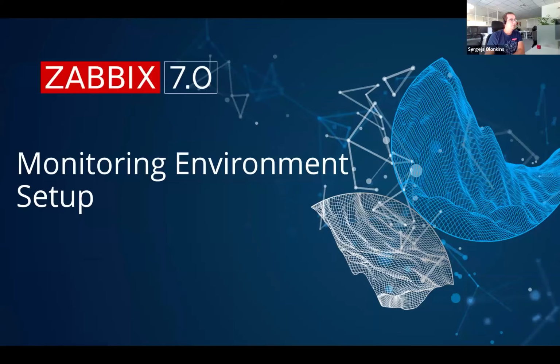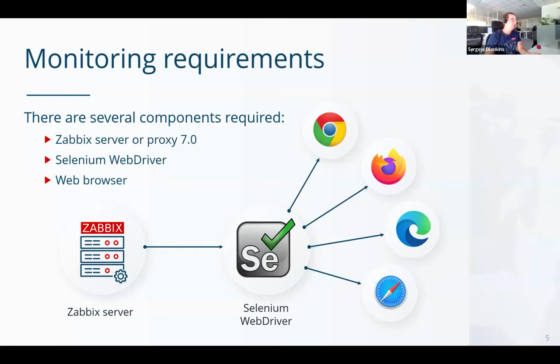But before talking about the browser item itself, I would like to say a few words about the setup that is required to start browser monitoring with Zabbix. So what do you actually need to have? You need a Zabbix 7.0 server or proxy. You need a Selenium WebDriver, and you need at least one of the 4 supported browser types, which are Google Chrome, Microsoft Edge, Mozilla Firefox, or Safari.